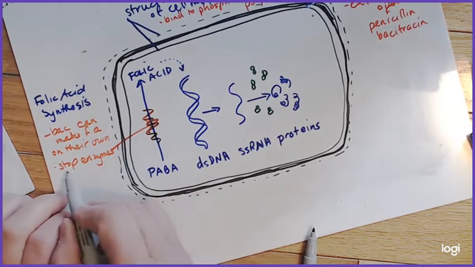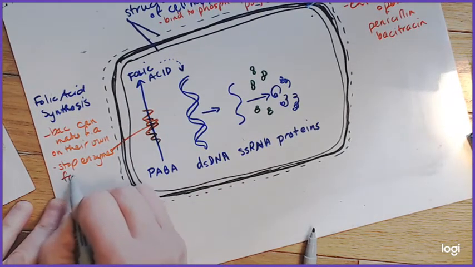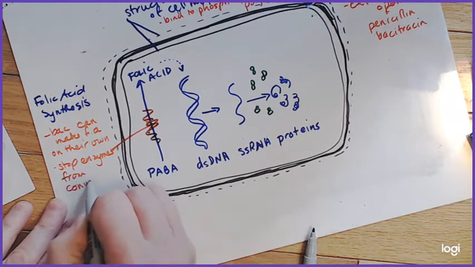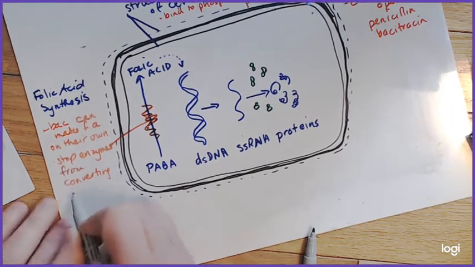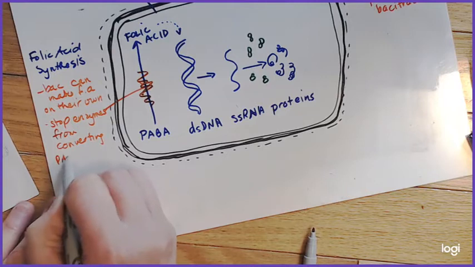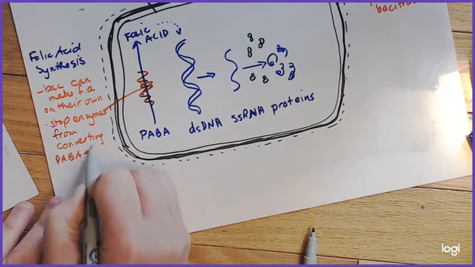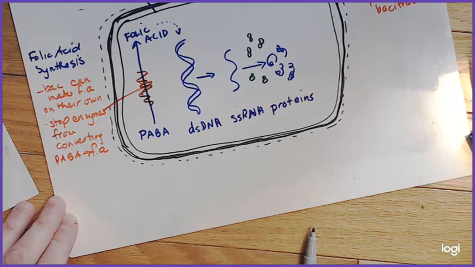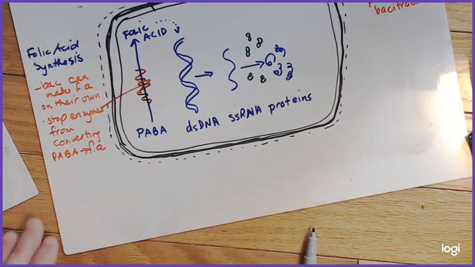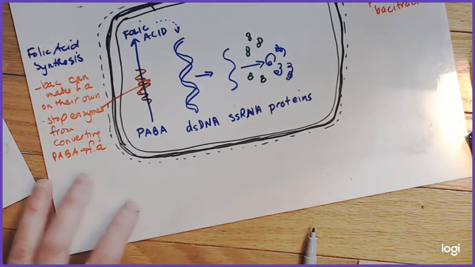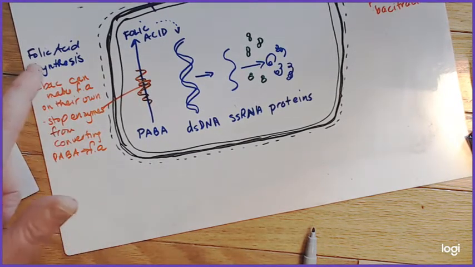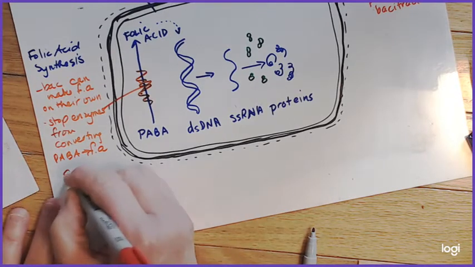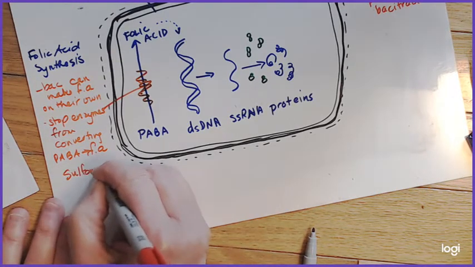All the little chemicals that help change that PABA into folic acid, we're going to stop them from working. So we're going to stop the enzymes from converting PABA to folic acid. Now if you have a bladder infection, this is the kind of antibiotic they'll give you for this. So this is your sulfonamides.